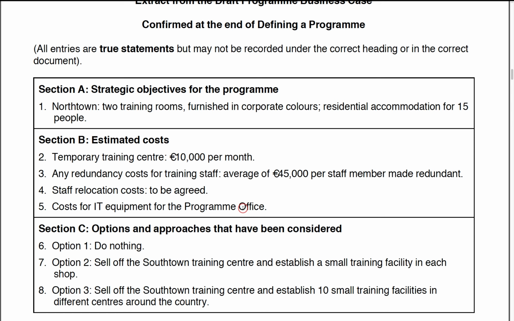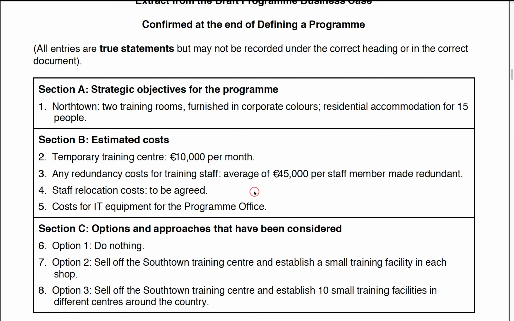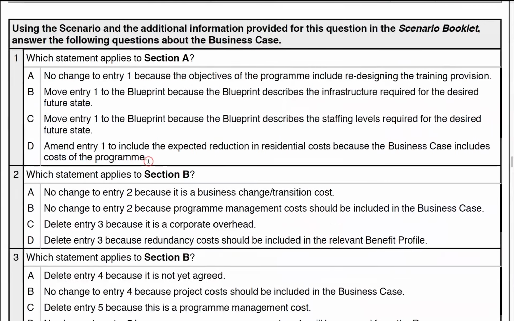Right. So let's go and look at the answer statements and see what we've got. First one says no change entry 2 because it is a business change transition cost. Well, that is about right, because it is a cost of the transition of the temporary training centre. We need 10,000 per month for that in place, and that will cause an impact on the business. So no change in Q2 because the program management costs should be included in the business case.